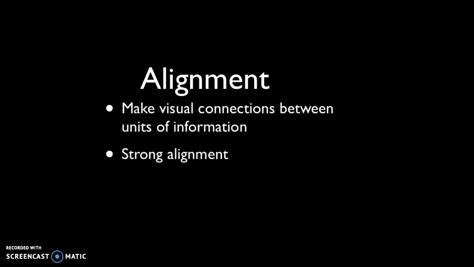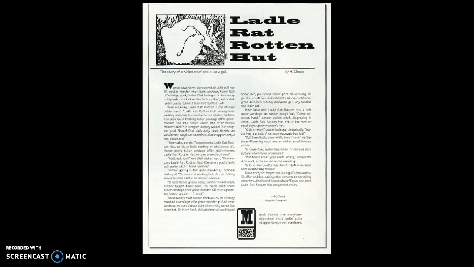Alignment. This is where you help make visual connections between units of information. You really want to create a strong alignment. You don't want readers having to go all across the page trying to find where they should start, where they should end, what's the most important information.